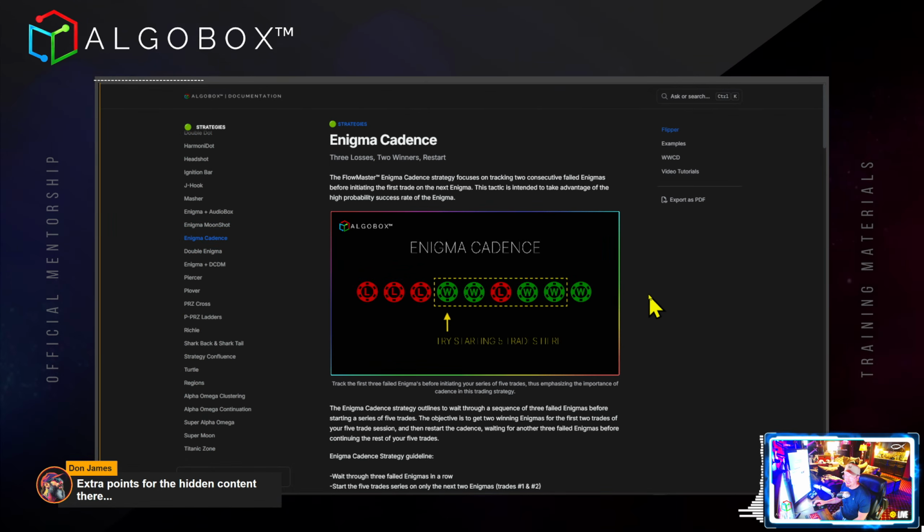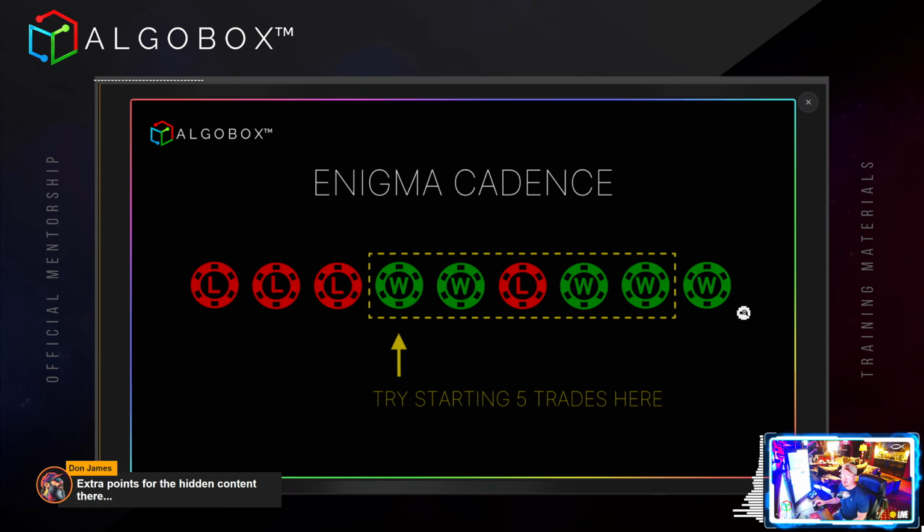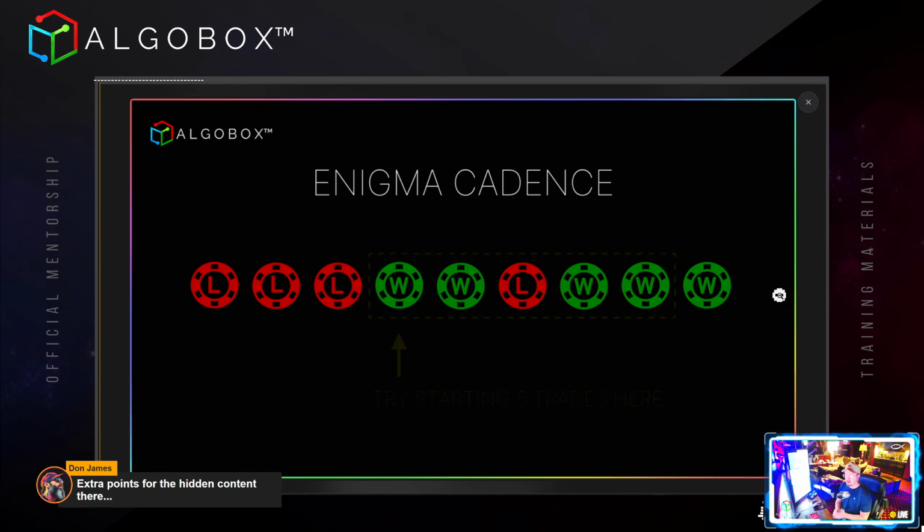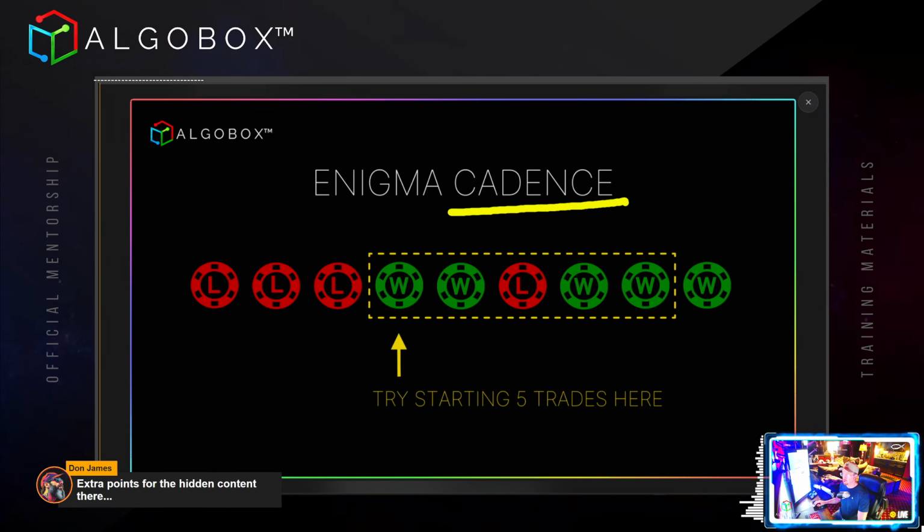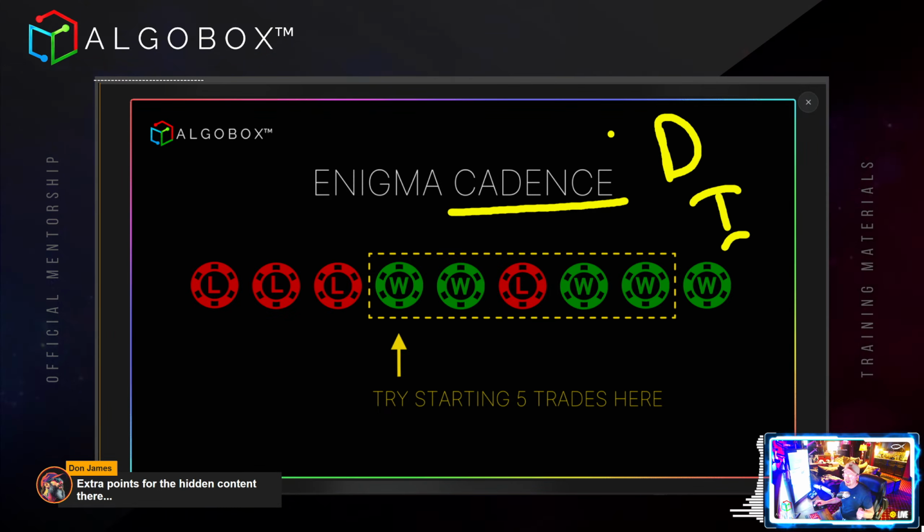All right, the Enigma MoonShot. Let's go to Enigma Cadence. One of the most important things, as I said, I believe in session 4, the most important thing, cadence. Any of my videos with the word cadence in it, you need to understand the daily cadence. You need to understand the intraday cadence. And in this case now we are talking about the Enigma cadence for strategies.